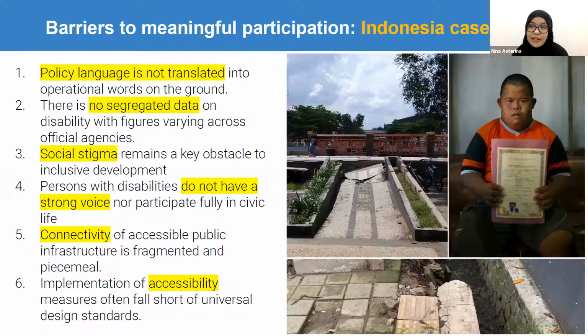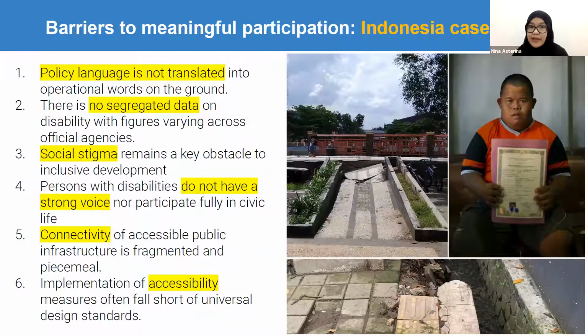So taking the Indonesian case study, Kota Kita's research defines barriers to more meaningful participation. The first one is that policy language is not translated into operational words on the ground. What does it really mean? In Indonesia, in the national policy, we determine several types of disabilities, but in local implementation, the local government and practitioners find it really hard to have the same understanding of diverse disabilities. That's why almost none of the policies have been targeted to those people, and it puts them in more disadvantaged situations.